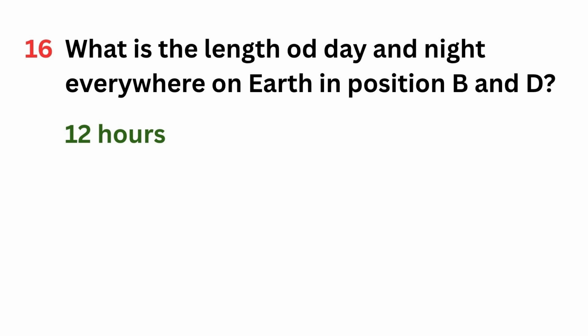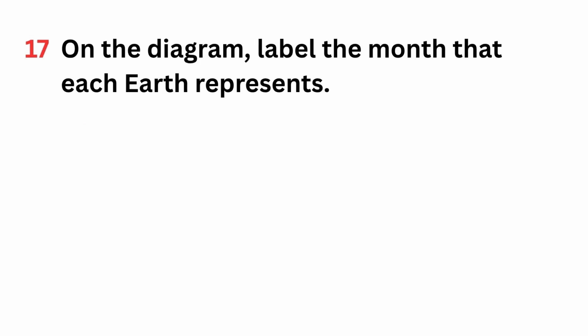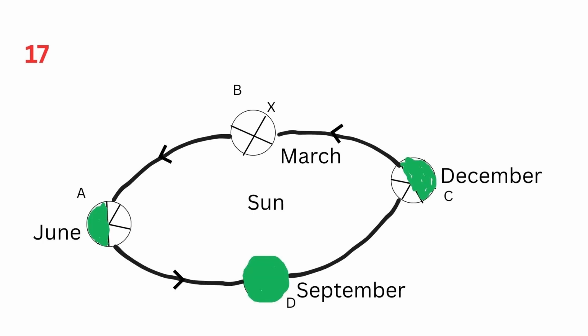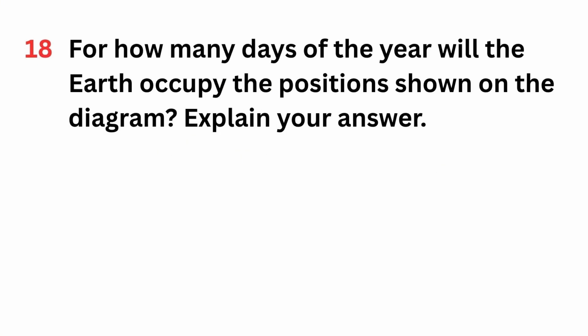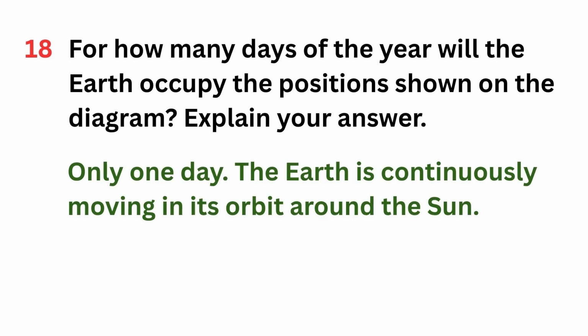12 hours. Question 17. On the diagram, label the month that each Earth represents. Question 18. For how many days of the year will the Earth occupy the positions shown on the diagram? Explain your answer. Only one day. The Earth is continuously moving in its orbit around the Sun.